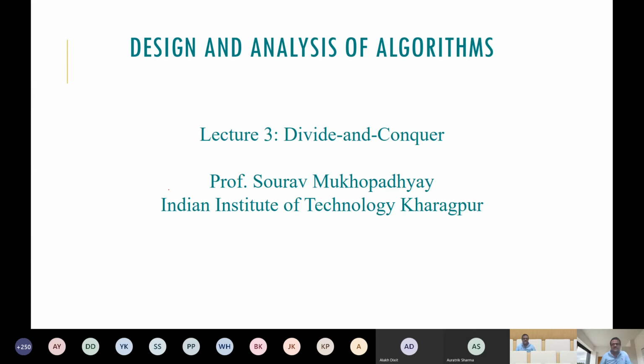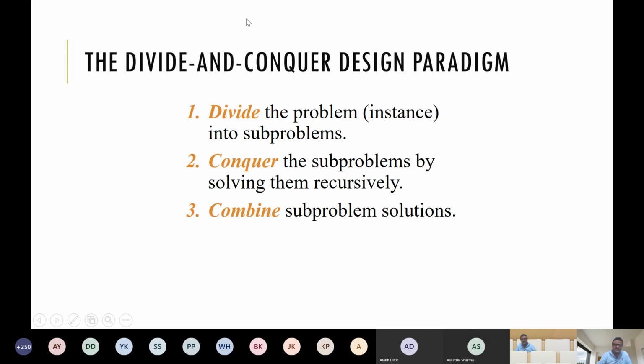So we are discussing the divide and conquer technique. It has 3 steps. First step is the divide step. We divide the problem into subproblems of lesser size, and then once we identify those subproblems, the conquer step is we conquer the subproblems by solving them recursively, and then once we have a solution of the subproblems, we combine them to get a solution of the whole problem. So basically 3 steps are there for the divide and conquer approach.